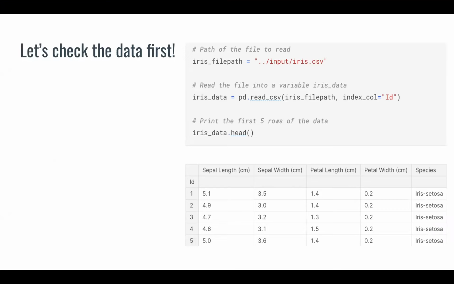So we want to use this flower data. We will first read CSV and print the first 5 rows of the data. And we can see that this data has sepal length, sepal width, petal length, petal width, species.